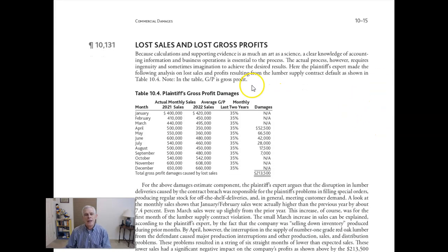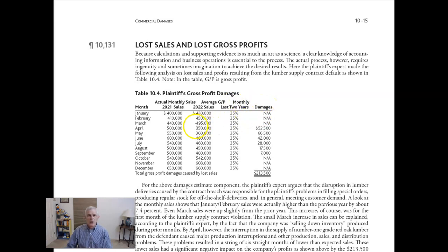Now, in Table 10.4, we're going to compute the gross profit damages. Again, this is the plaintiff. You already saw the defense expert side of this. Now we're starting a whole new set of calculations for the plaintiff side. What they do is compare the actual monthly sales for 2021, the previous year, with the actual sales for 2022. Now the headings are not where they should be on top here. The actual monthly sales should be over 2021 and 2022. Average gross profit should be over here for the last 2 years, and monthly over the damages.